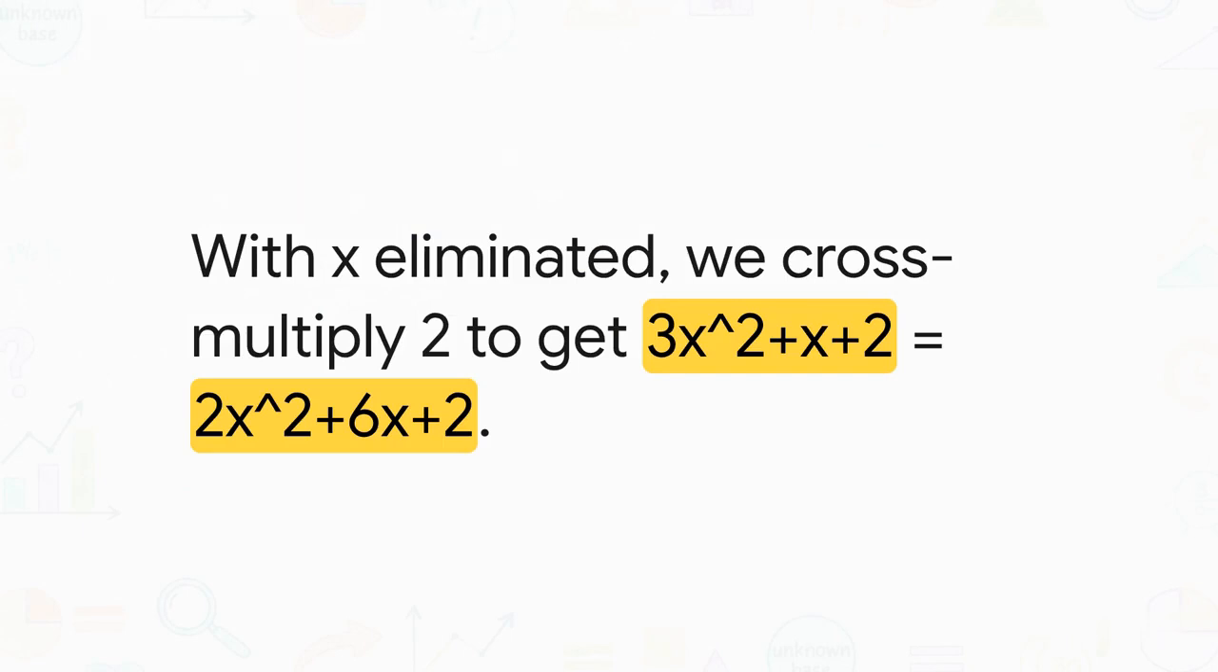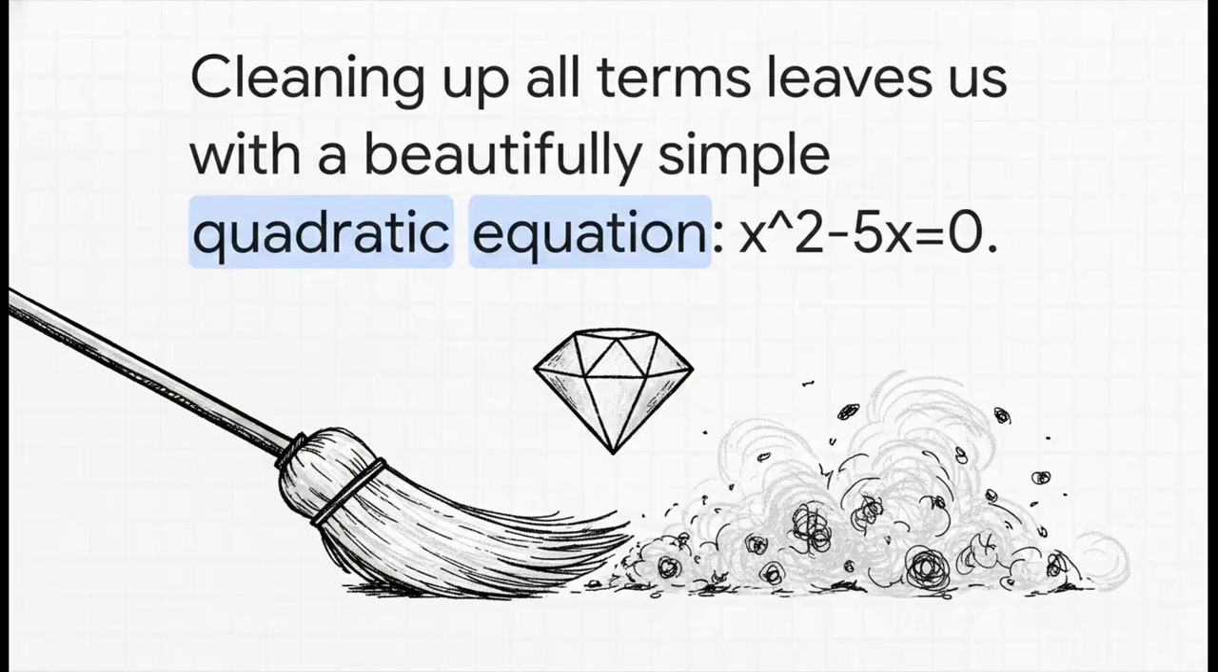We just cross-multiply that 2 right over to the other side. Multiply it by the x squared, the 3x, and the 1. Boom! This sets up our final algebraic showdown: 3x squared plus x plus 2 equals 2x squared plus 6x plus 2. From here, guys, it's just standard cleanup. We're going to bring all the terms over to one side. 3x squared minus 2x squared, that leaves us with just x squared. We have an x and we subtract 6x, which gives us negative 5x.